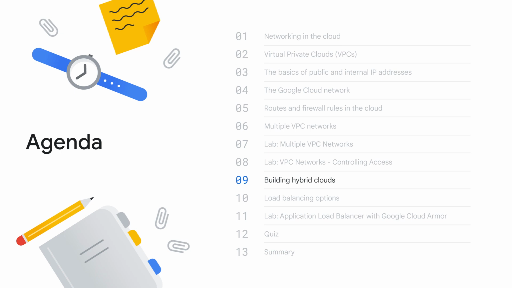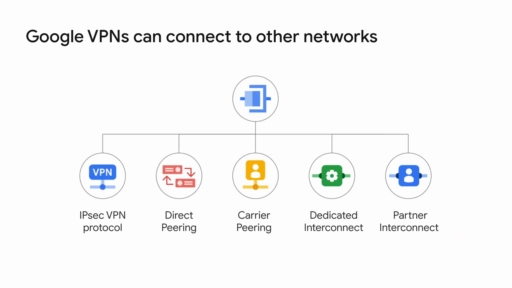In this next section, you'll learn about different options available to build a hybrid cloud by using Google Cloud. Many Google Cloud customers want to connect their Google Virtual Private Clouds to other networks in their system, such as on-premises networks or networks in other clouds. There are several effective ways to achieve this.